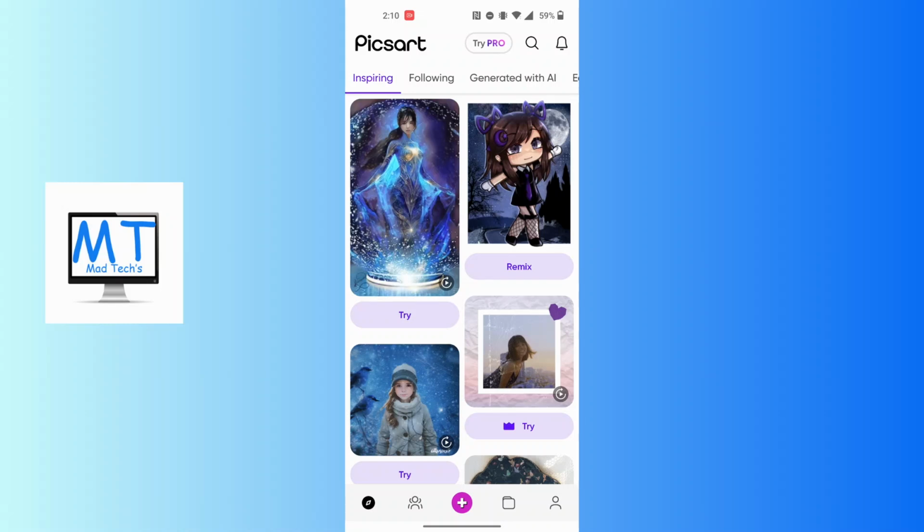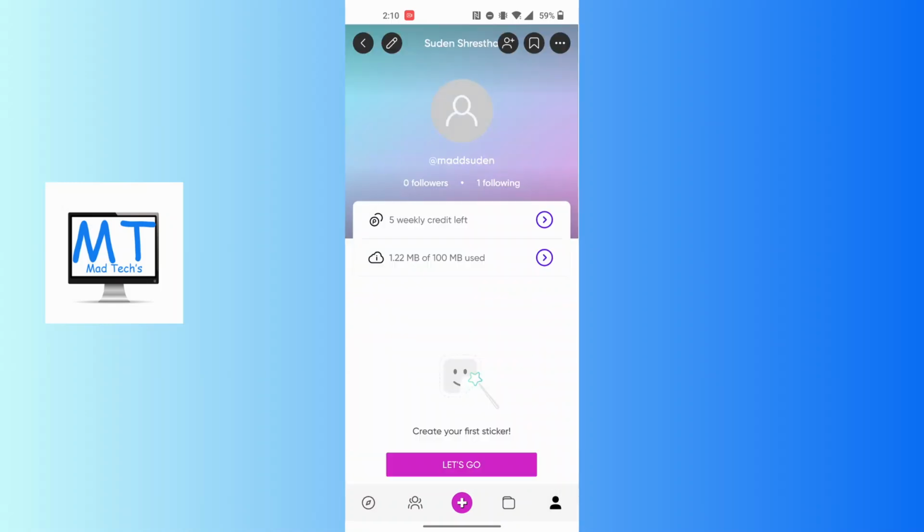And on this interface, at the bottom right corner of the screen, you can see the person or profile icon available for us. Tap on the person or profile icon at the bottom right corner of the screen, and you land over here, which is the profile interface of your Picsart account.